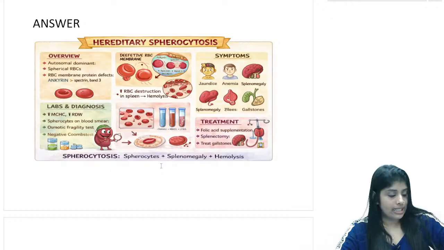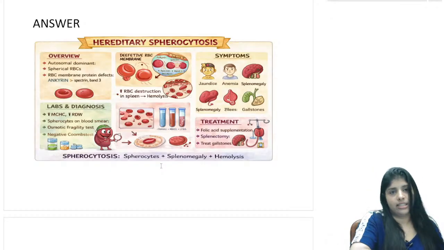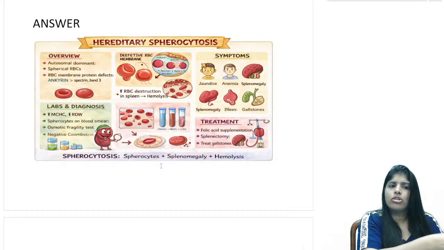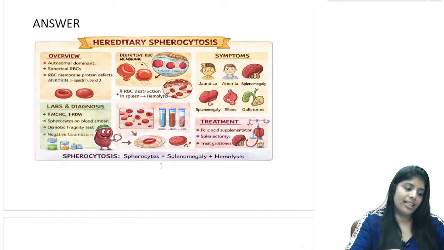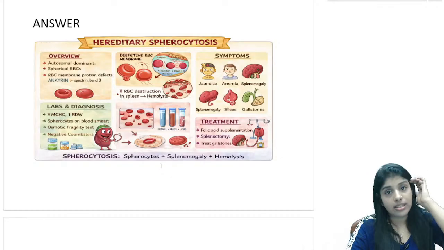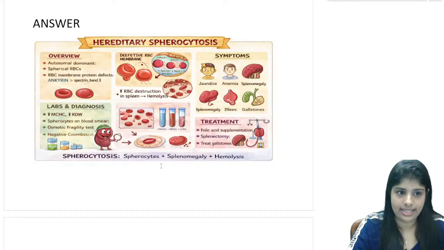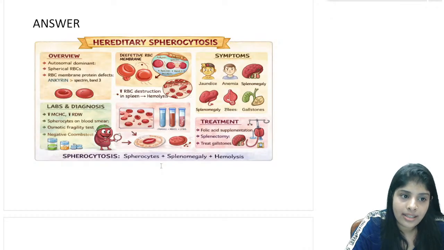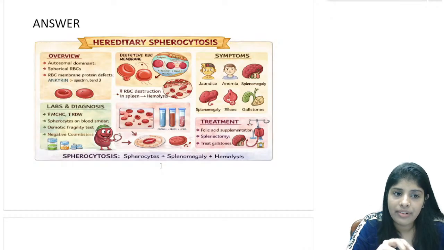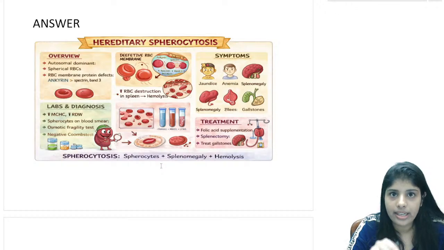This is an autosomal dominant disease. Okay, what is autosomal dominant? In every generation there can be a person who is diseased, at least one person. In this, the RBC membrane has a structural protein, right? What is the normal shape of RBC? It is biconcave.